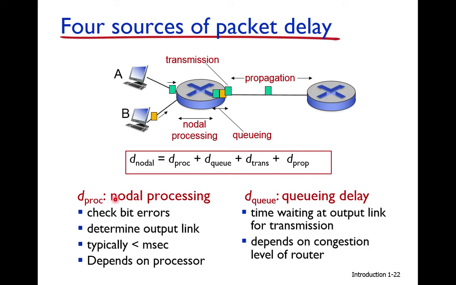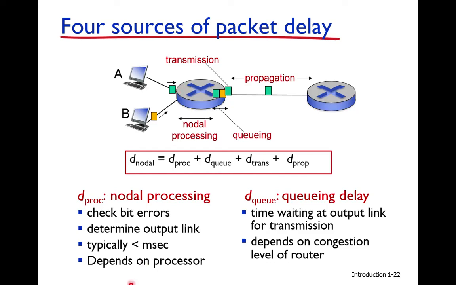Processing delay, what does it mean? When the bits of a packet arrive at the router, they are stored until the whole packet has arrived. When the whole packet has arrived, the router checks the packet. It checks for what? Maybe for bit errors, or it checks what its source address and destination address are. Then, for this destination address, it determines which is the best path, which is the best link. All this needs processing time, and this is called processing delay. When the packet arrives and the router checks its address and where it should be forwarded, all this is called processing the packet.